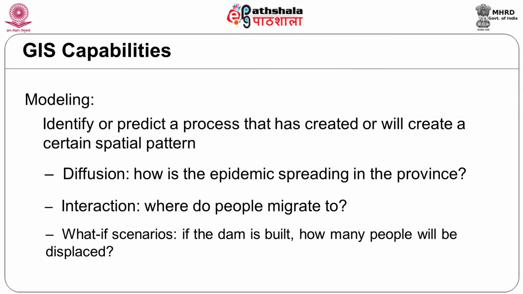Let me see how modeling can also be useful. When we are talking about the modeling part of it, initially we just saw the analysis part. Let me talk about the modeling part of it. Identify or predict a process that has created or will create a certain spatial pattern. For example, diffusion. When I am trying to model the data, I want to know how far an epidemic spreading has taken place in the area.